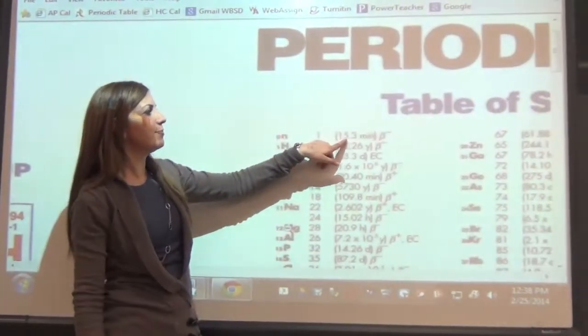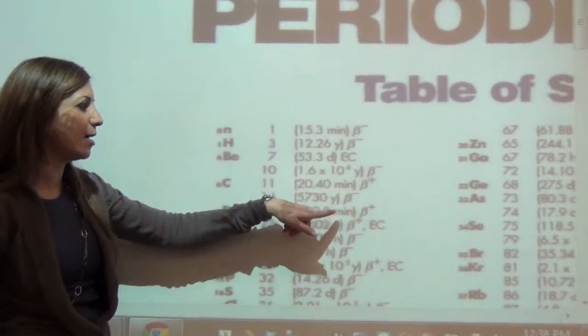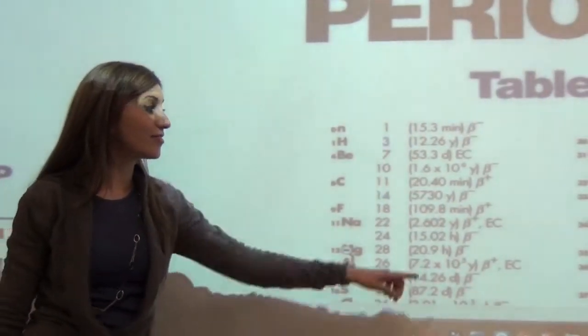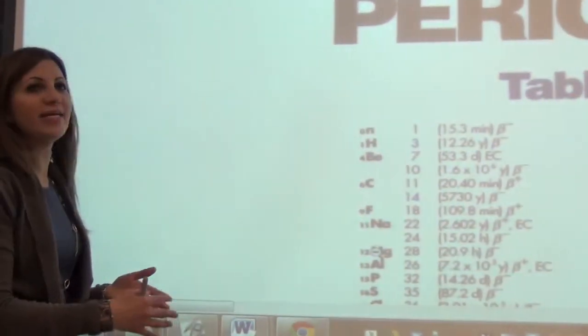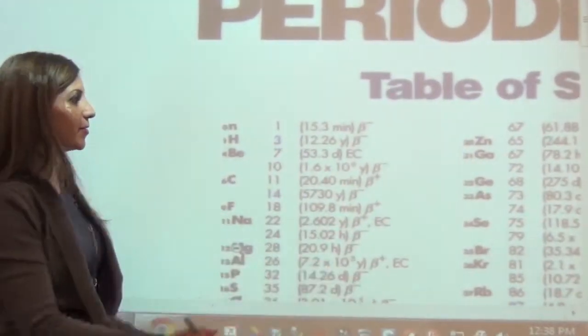Then it says 15.3 min, 12.26 Y, there's a D, there's another Y, a min, a Y, a min. What do you think those are representing? Time. And there's an H? Good, time. Those are hours, days, minutes, years. And then there's this symbol that basically comes after it, okay?